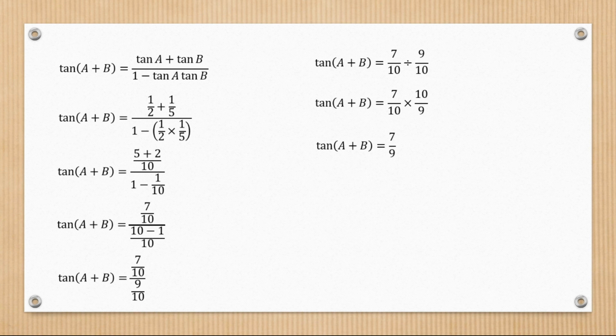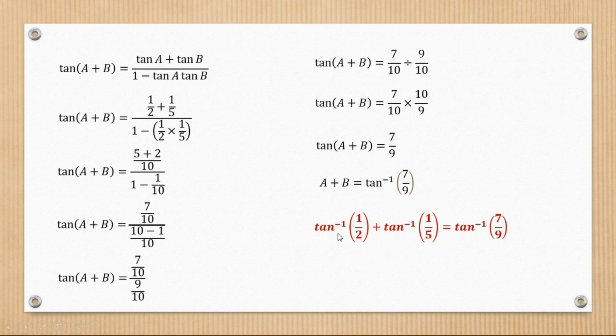Now we can put everything back in terms of A plus B by taking the tan to the side. So A plus B is equal to tan inverse of 7 over 9. But remember that A represents tan inverse of 1 over 2 and B represents tan inverse of 1 over 5. Therefore, tan inverse of 1 over 2 plus tan inverse of 1 over 5 is equal to tan inverse of 7 over 9, and hence we've proved this.